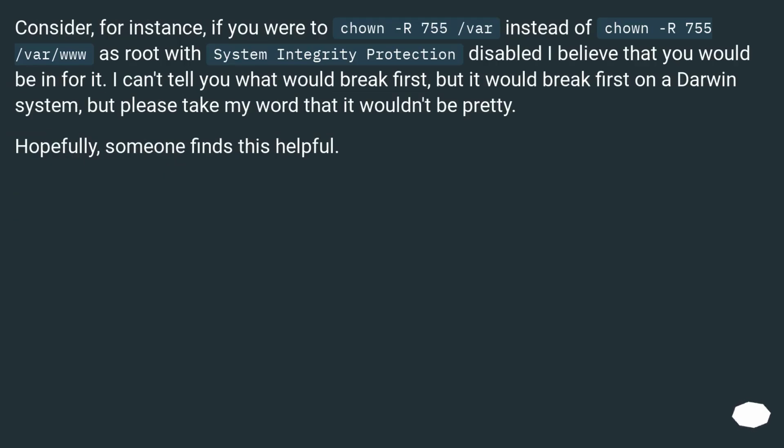Consider, for instance, if you were to chown -R 755 /var instead of chown -R 755 /var/www as root with system integrity protection disabled. I believe that you would be in for it. I can't tell you what would break first on a Darwin system, but please take my word that it wouldn't be pretty. Hopefully someone finds this helpful.